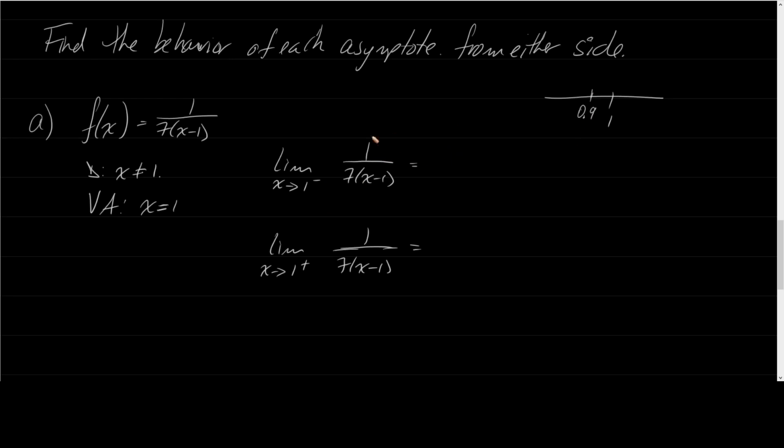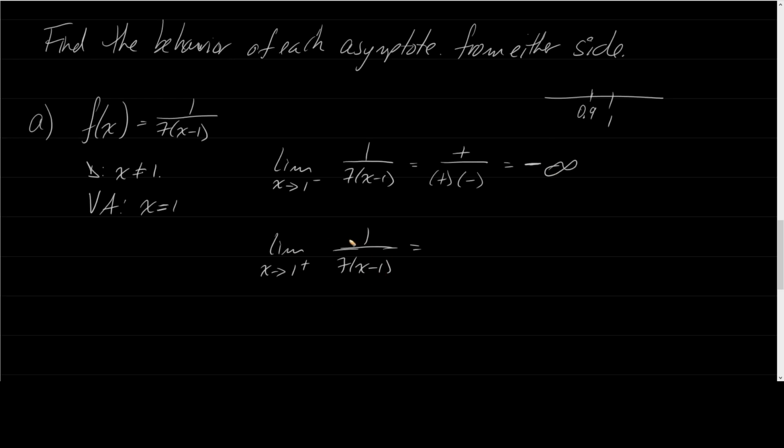So we have on top, 1 is positive. On the bottom, 7 is positive. On x minus 1, if we're coming from the left, so plug in something like 0.9, 0.9 minus 1, that's negative. So overall, these two positives are just one positive together. Because I have one negative, this is going to go to a negative value. Specifically, negative infinity, because we knew it was going to be a vertical asymptote. So we know that this goes to negative infinity.